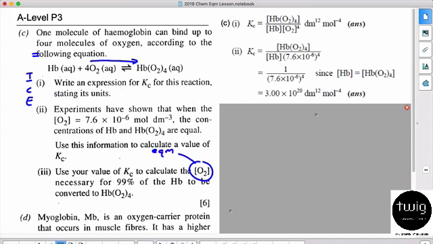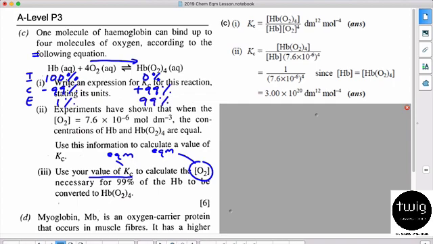The reason why is because they use your value of Kc, and Kc is all at equilibrium. So to calculate the O2 also at equilibrium. They want you to use your Kc at equilibrium to calculate O2 at equilibrium for 99% of it to be converted. So you start with 100%, here you have 0%, so 99% was converted, so minus 99%. So this one plus 99%. So what you have left is only 1%, and here is 99%.